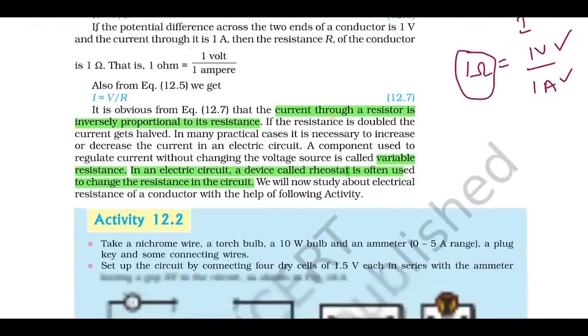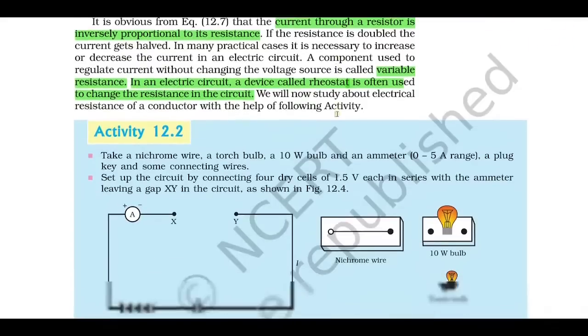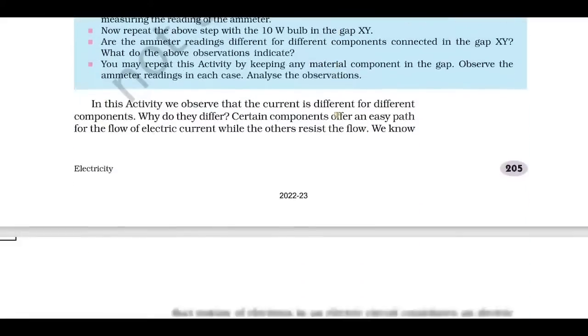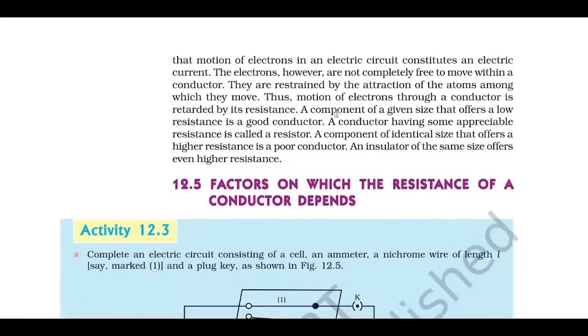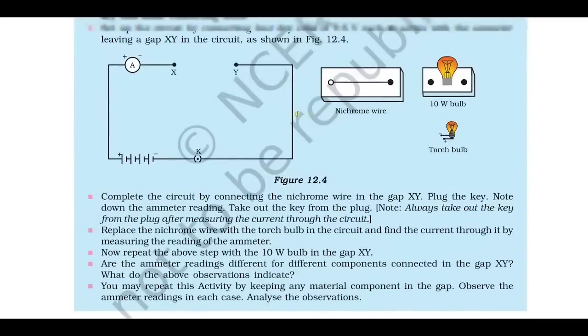See, what is rheostat? Rheostat is a component or device which is used in an electric circuit to change the resistance in the circuit. Why do we need to change this resistance? To change the value of current, to increase or decrease. So the resistance of a conductor. See, you have an experiment here.